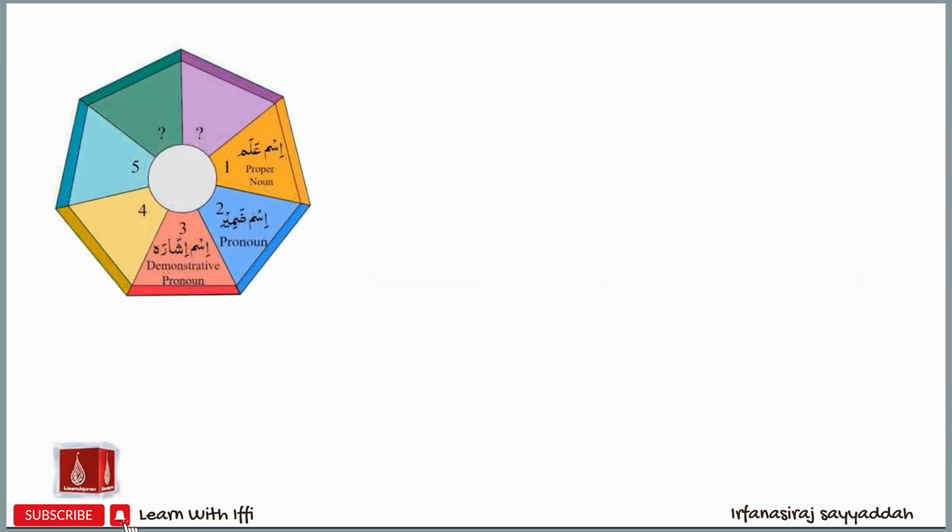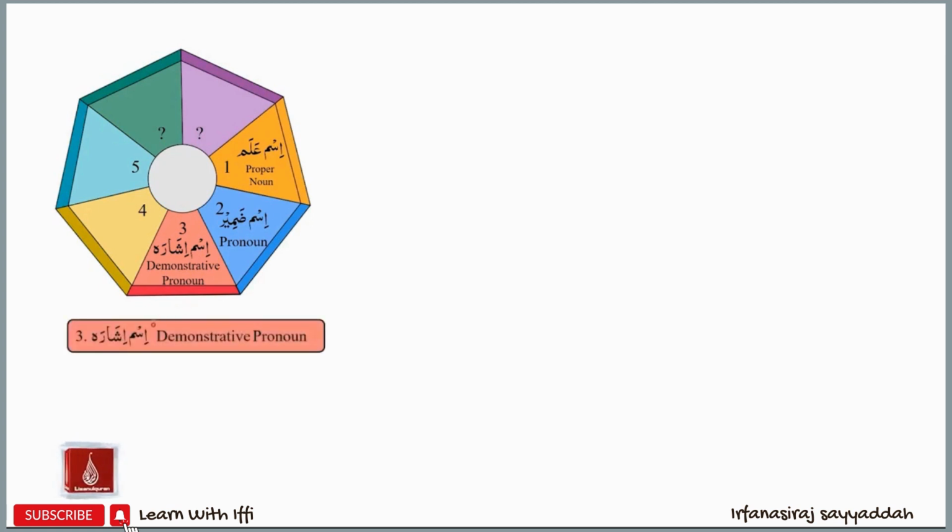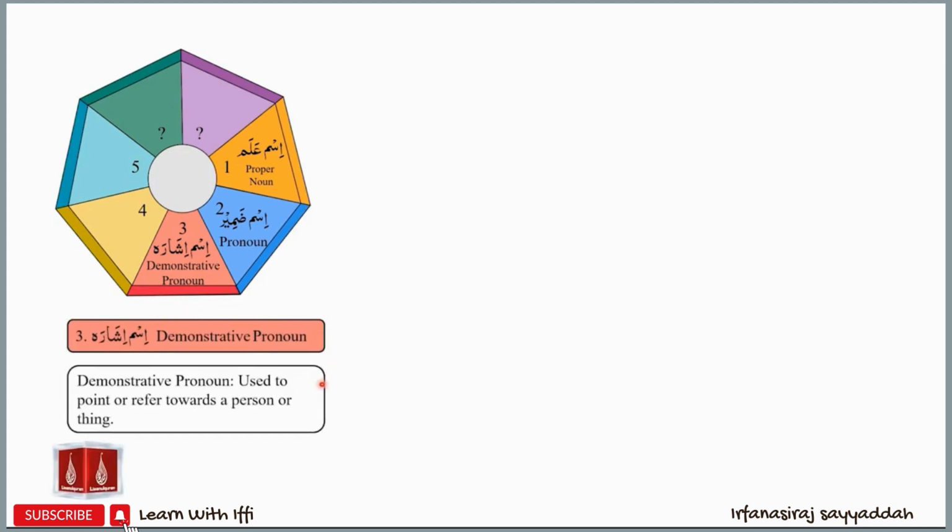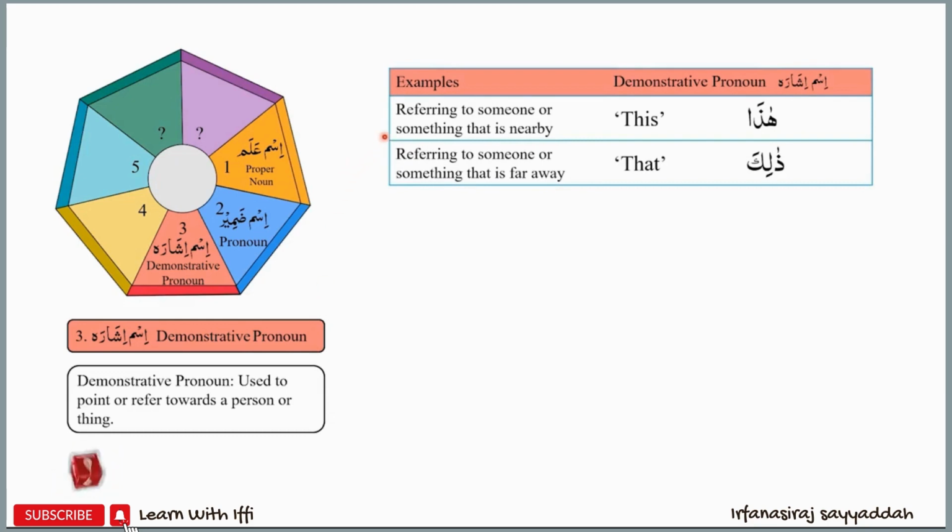The third type of ism that is included in the category of definite ism or marifa ism is called Ism Isara, or demonstrative pronoun. A demonstrative pronoun is used to point or refer towards a person or a thing. Examples of demonstrative pronouns: if I'm referring to someone or something that is nearby, I will use the word this. For example, this car or this tree. The Arabic word for this is haza.